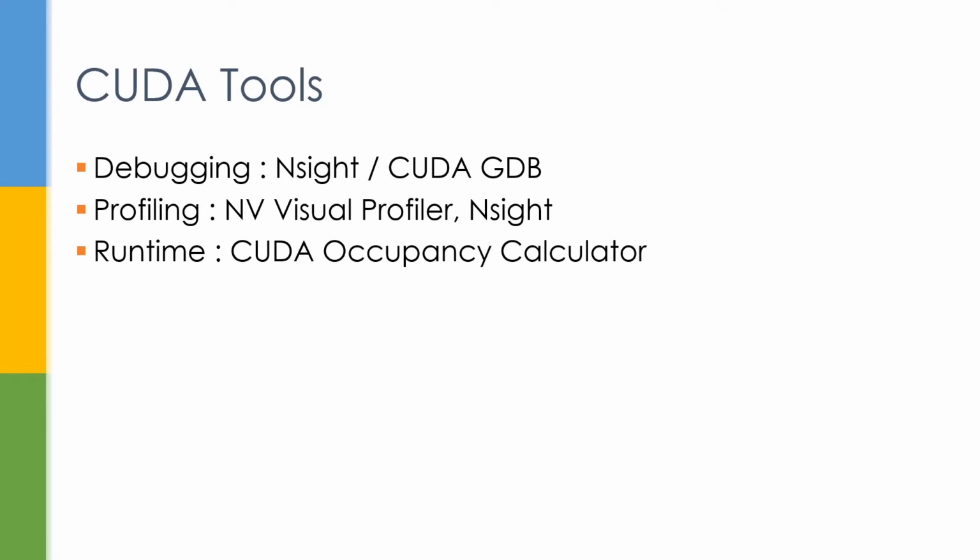So on the CUDA side, you can debug using Nsight or CUDA GDB. To profile, we have the NVIDIA Visual Profiler, or NVVP for short. With Nsight, modern tools now include Nsight Compute and Nsight Systems to help you do deeper profiling. And the CUDA SDK also provides an Excel spreadsheet called the CUDA Occupancy Calculator, where you can plug in things like how much memory you're using, how many registers you're using, to figure out the optimal occupancy and the launch configuration that would work best for your kernels.